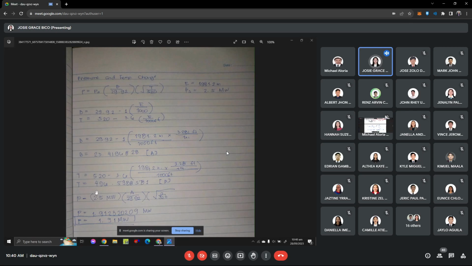Then isa-solve na po, ibabalik lang yung na-compute na values sa formula. 2.5 megawatts times yung in-store ko sa A na barometric over 29.92 times square root nung in-store kong value na B over 520. Ang makukuha po ay 1.91 megawatts. Yan ang sagot. Bumaba pa ang power developed nung i-consider mo ang temperature, from 1.95 to 1.91 megawatts.